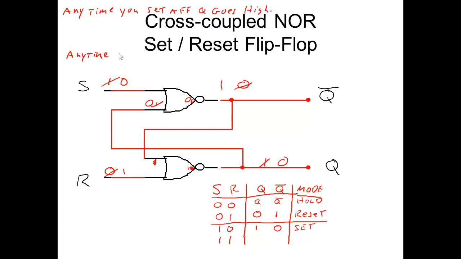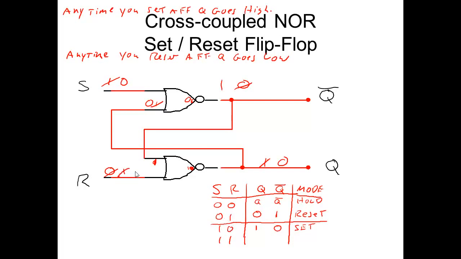Anytime you reset a flip-flop, Q goes low. Okay? So anytime you set a flip-flop, Q goes high. Anytime you reset a flip-flop, Q goes low. Always and forever. Never change. Okay, so I've showed you the set, showed you reset.